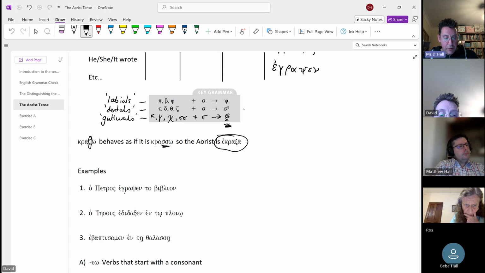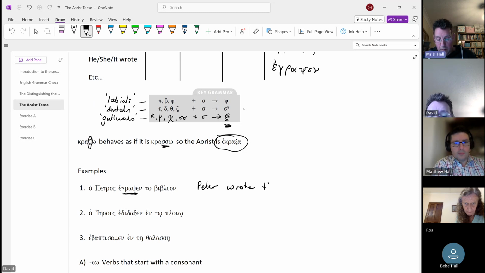So, ho Petros egrapsen to biblion. So Petros is Peter. And then we note that we have this egrapsen, so it's got its changed ending. It's in the aorist. So the sigma and the phi have combined to give you the psi. So we are in the past tense, in the aorist tense. So Peter wrote, and then to biblion is the book. So Peter wrote the book.